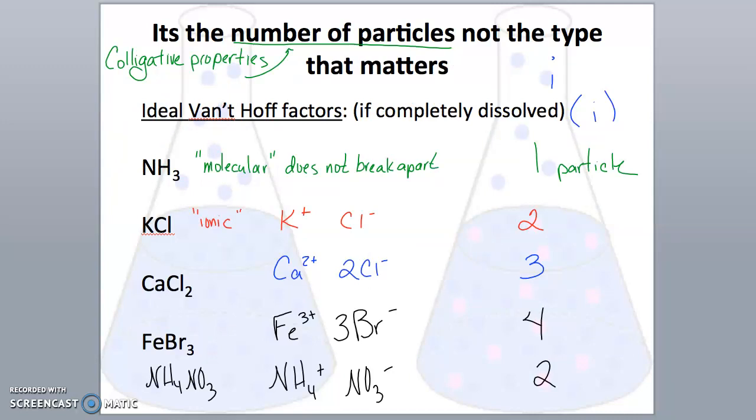Now with these colligative properties, it's the number of particles that really has the effect. And there's this Van 't Hoff factor, represented by the letter i, lowercase i. The Van 't Hoff factor will tell us how many particles we have if the compound is completely dissolved. Our molecular compounds, all nonmetals, do not dissociate, so they will have a Van 't Hoff factor of 1. So in this case, NH3 just has a Van 't Hoff factor of 1.